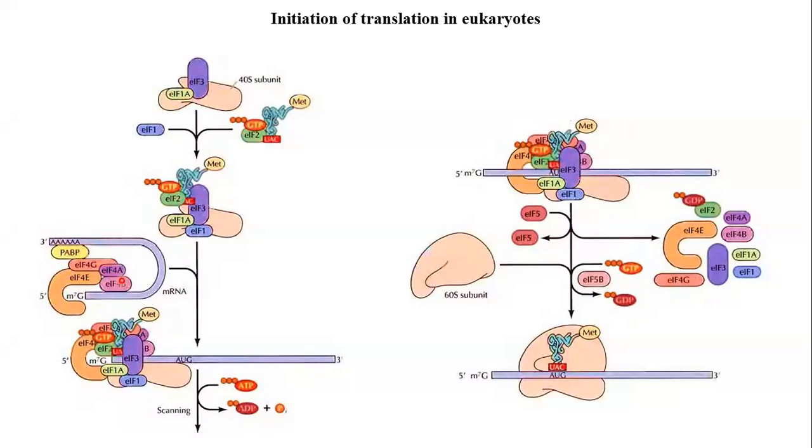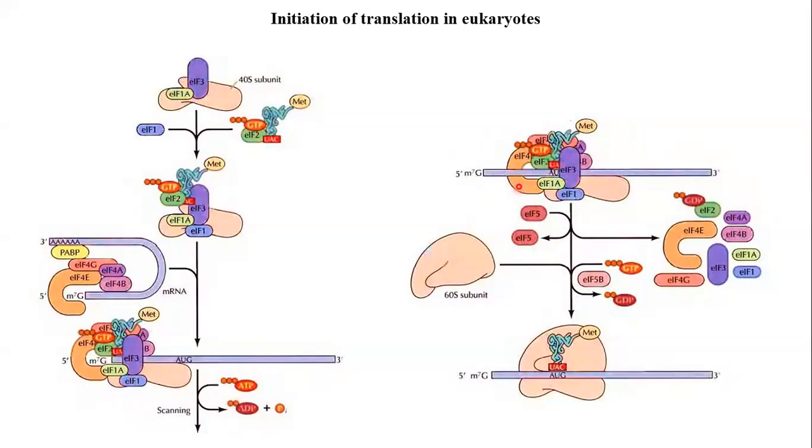It also gets bound by initiation factors 4A and 4B, and now these two will form a complex. Because there is no SD sequence, all these initiation factors help to find the first codon, that is the initiation codon, AUG. This entire complex scans the mRNA for the AUG codon. That means this complex moves along the mRNA.